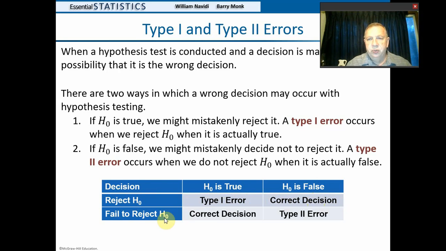If I failed to reject H0 and H0 is true, that's a correct decision. It was true, so I shouldn't reject it. If my decision was to fail to reject H0 and H0 is false, that's a type 2 error. I failed to reject a false H0.